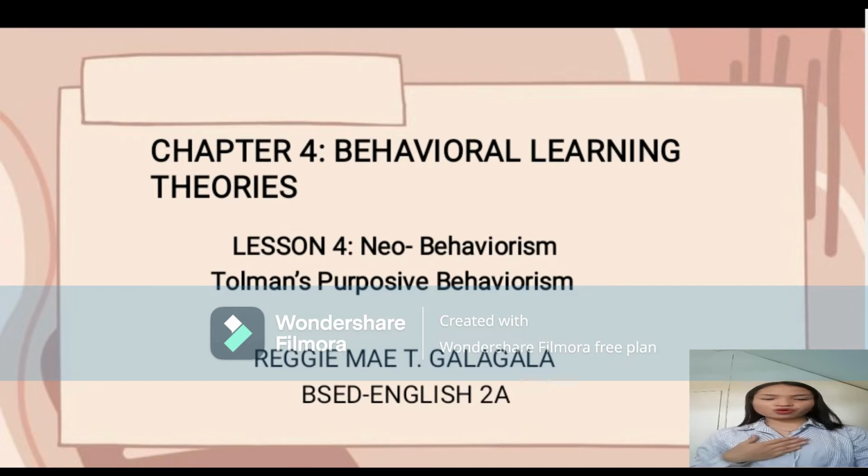Today, I am going to discuss behavioral learning theories under Chapter 4. I was assigned Lesson 4, which is Neo-Behaviorism, Tolman's Purposive Behaviorism, and Tolman's other salient principles. Without further ado, let us begin the discussion. Firstly, I am going to tackle the history of neo-behaviorism.